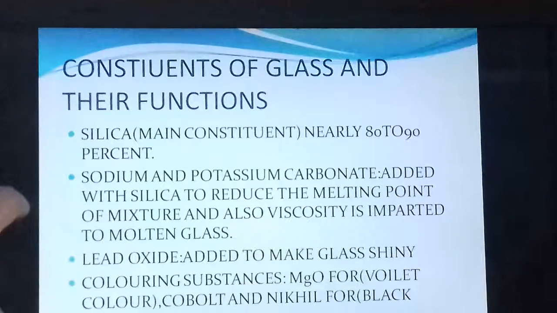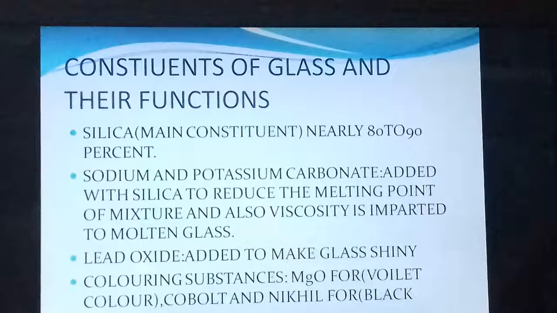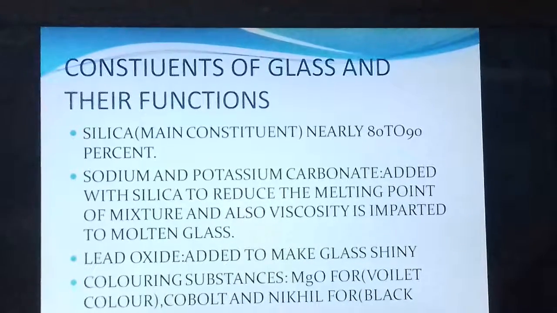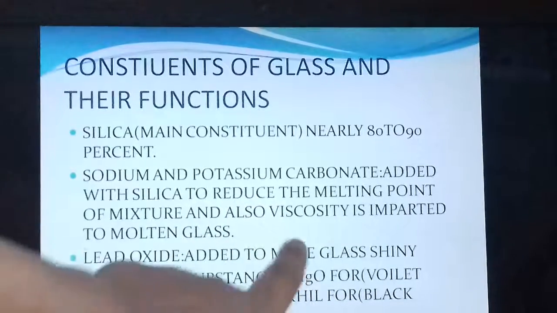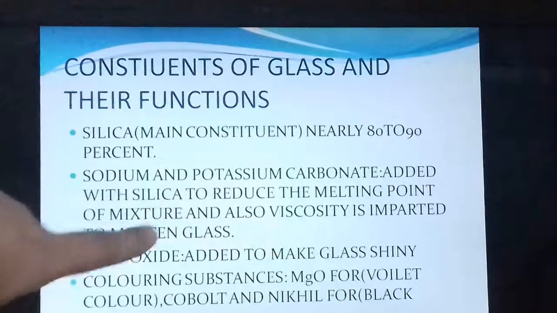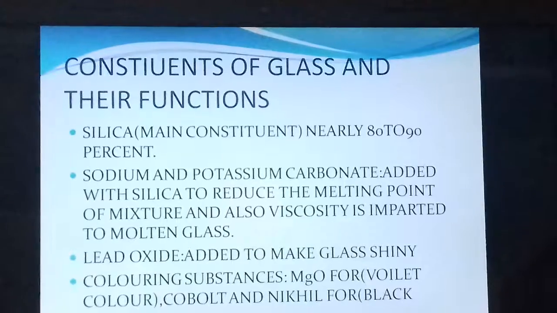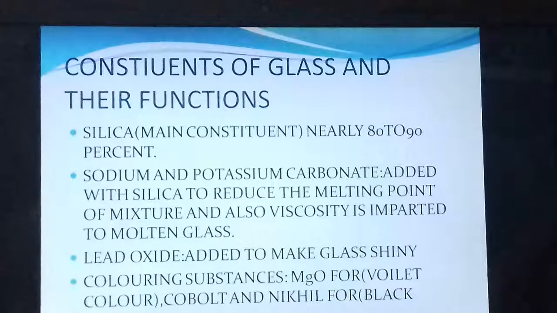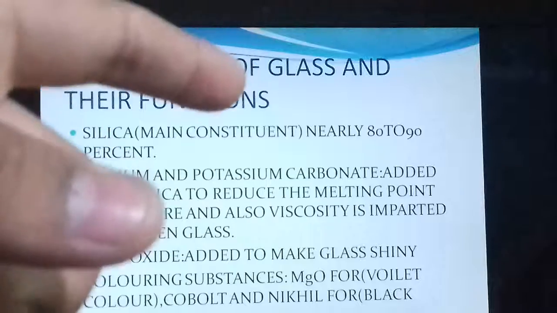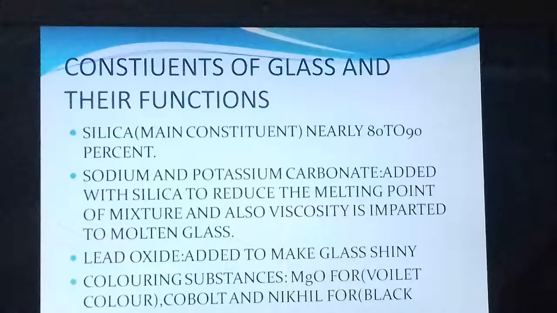Coloring substances are used to color the glass. If we want a glass product in a particular color, these substances are used. I have not mentioned all the substances, but I have mentioned these as examples. MgO is added to the glass mixture to get violet color. Cobalt and nickel are added to get black color.